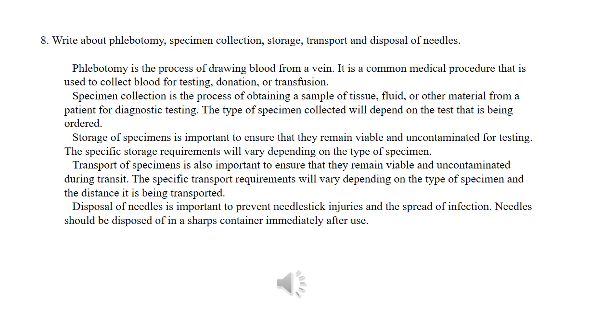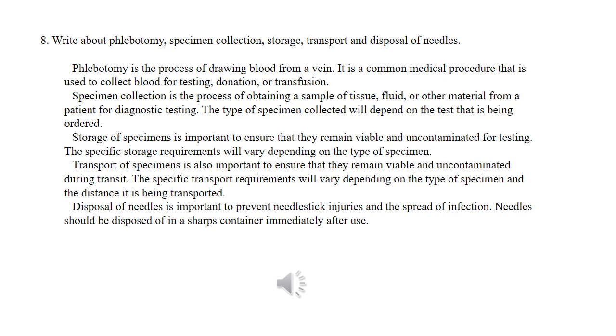Specimen collection is the process of obtaining a sample of tissue, fluid, or other material from a patient for diagnostic testing. The type of specimen collected will depend on the test that is being ordered. Storage of specimens is important to ensure that they remain viable and uncontaminated for testing. The specific storage requirements will vary depending on the type of specimen.